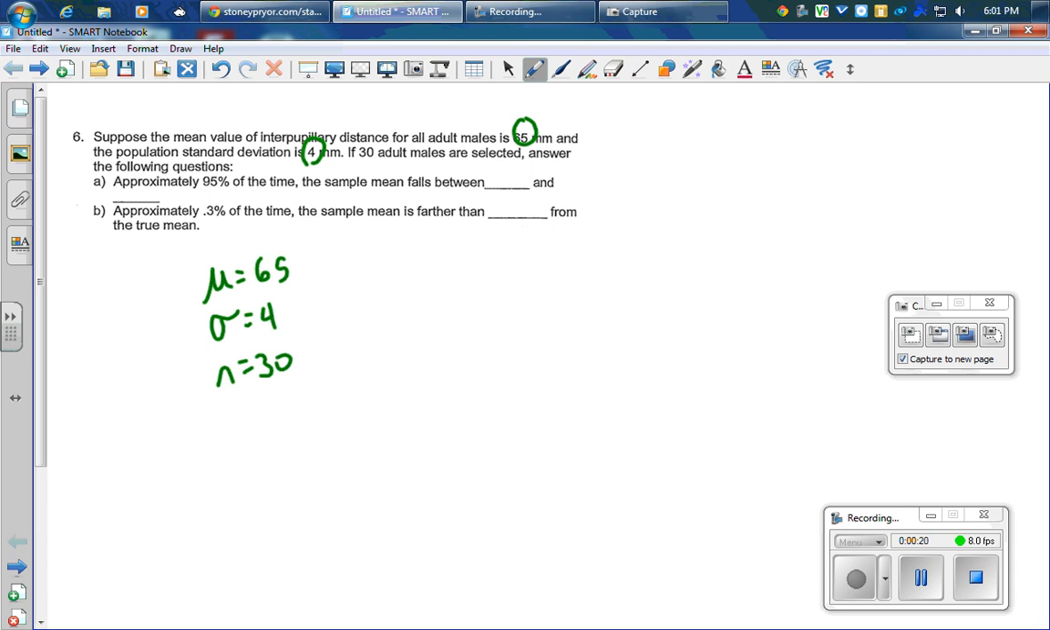Answer the following questions. Well, if my sample size is 30, there's a pretty good chance that this distribution is approximately normal. By this distribution, what I mean is the sampling distribution, where n equals 30, the mean is 65, and the standard deviation is 4 over the square root of 30. So we've asked about 95%.